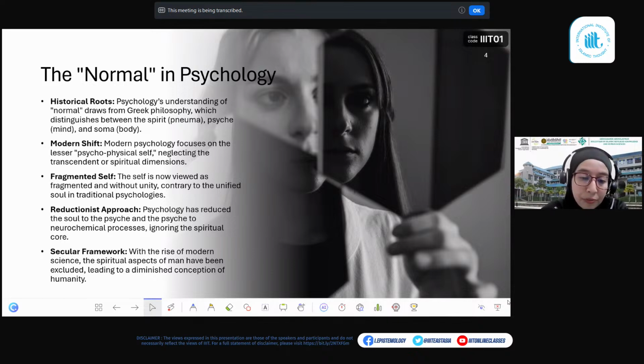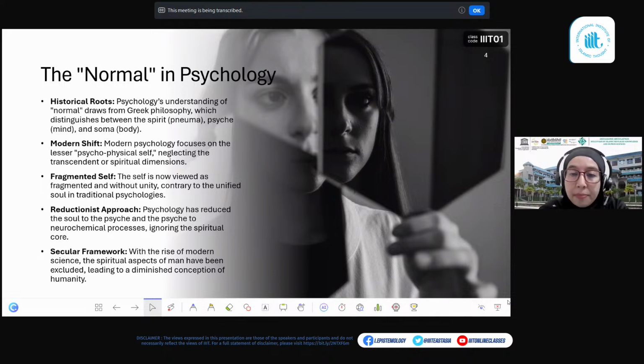Then comes the reductionist approach. Over time, psychology has reduced the soul to the psyche only. And then from soul to psyche, now psyche to mere neurochemical processes, because now people are talking a lot about neurocognitive sciences. It views thought and emotion as nothing more than the result of brain activity. As a clinical psychologist, I've seen a lot of papers that talk about mental disorders such as depression as a result of inactive brain activity, for example. And because of this reductionist framework, it strips away the richness of spiritual and existential meaning.